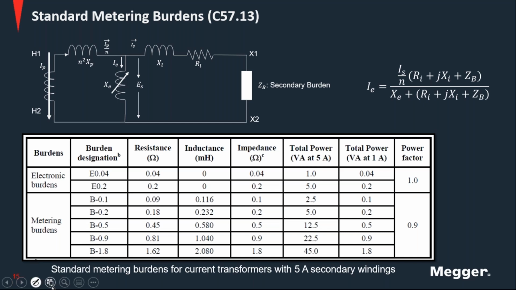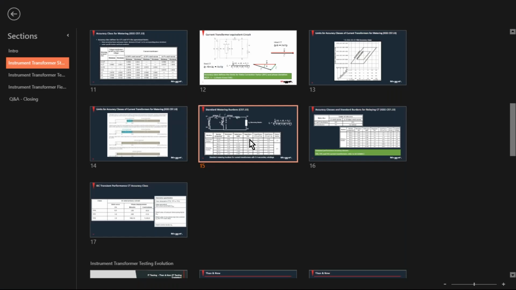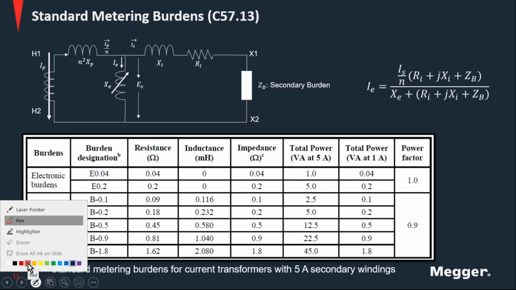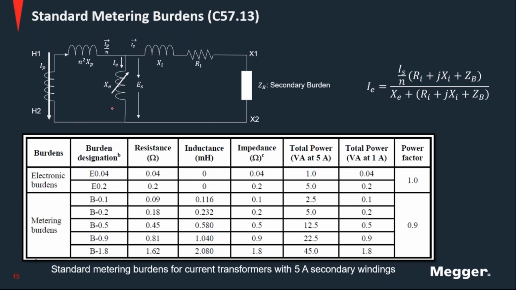A lot of utilities and users would rather drive the CT to its maximum voltage, at least up to the accuracy limiting factor voltage of the CT. For example, with a C800, people like to drive it at least to those 800 volts or so, to verify that there's no problem in the insulation between turns of the CT.